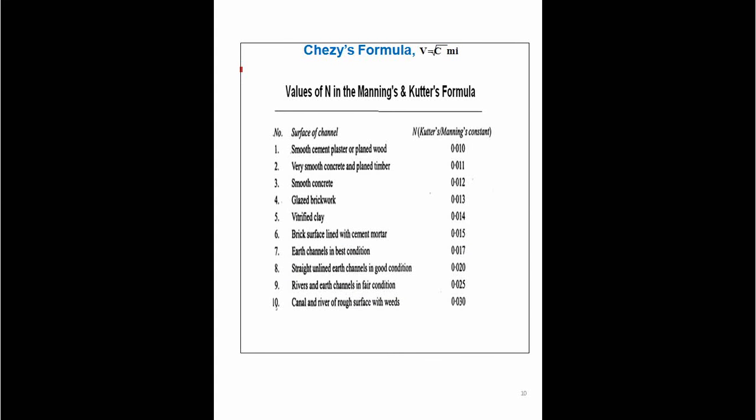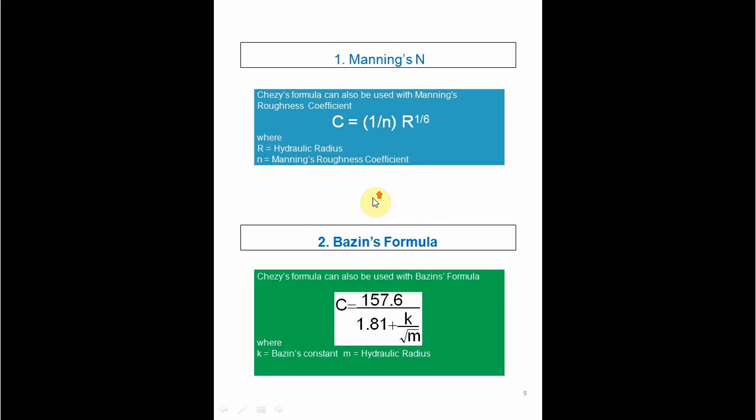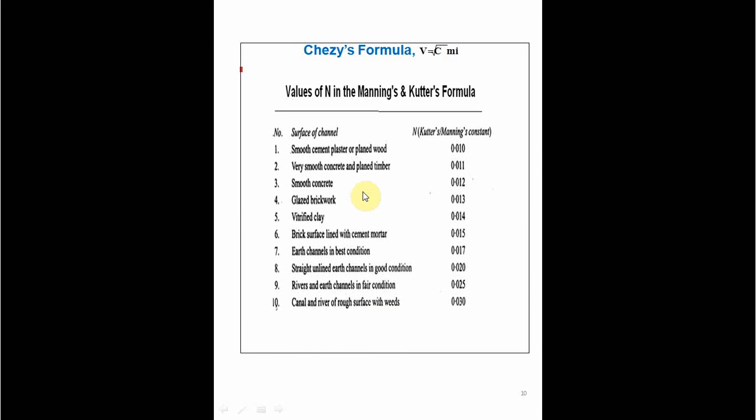Okay, next, this is Chezy's formula V equal to C into root of mi, where the value of n in the Manning's and Kutter's formula can be used depending on the surface of the channel, n being Kutter's or Manning's constant. So smooth cement, plaster or planed wood 0.010. Next one is very smooth, that is 0.011. Smooth concrete 0.012. Glazed brickwork 0.013. Then vitrified clay 0.014. Brick surface lined with cement mortar 0.015. Earth channels in the best condition 0.017. Straight unlined earth channels in good condition 0.020.